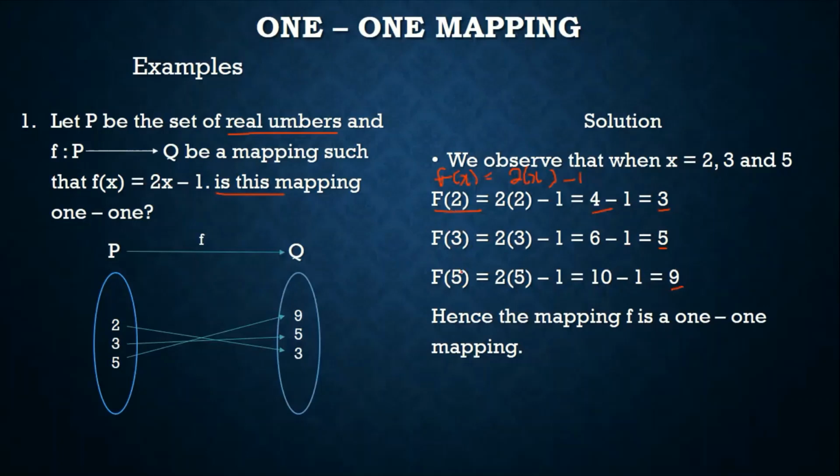So 2, 3, and 5 becomes our domain, right? Because it is used to get these images. While 3, 5, 9 are the images of our domain, which we put in the codomain, and which we can also refer to as the range. Okay, we can see that the value of 2 is 3. So 2 is mapped to 3, and the value of 3 is 5. So 3 is mapped to 5, and 5 is mapped to 9. So we can refer to this as a one-to-one mapping because each element in the domain has a unique element in the codomain. Do we understand that?